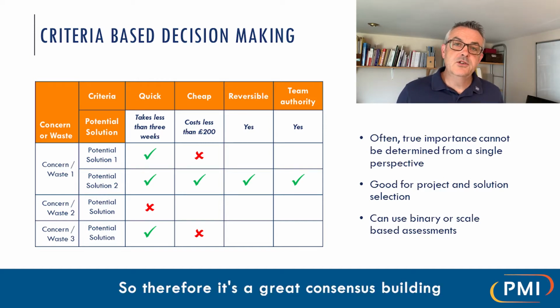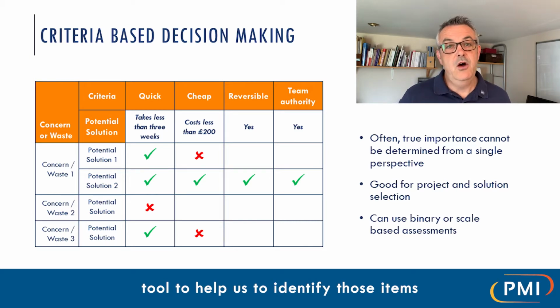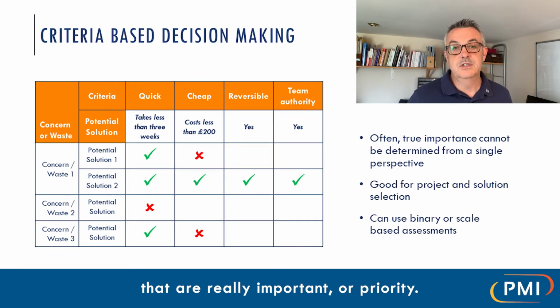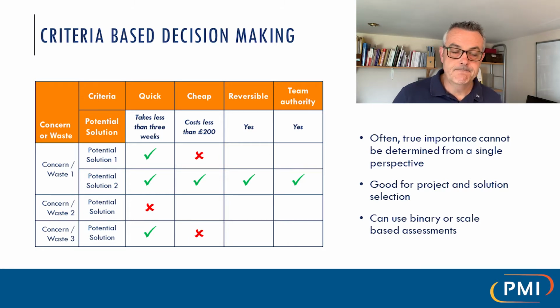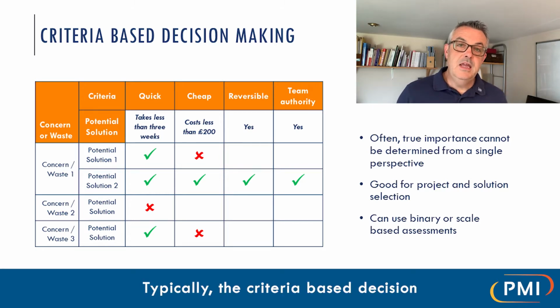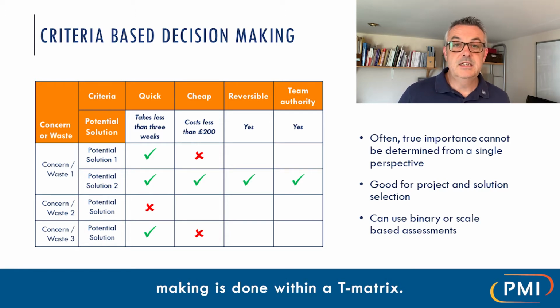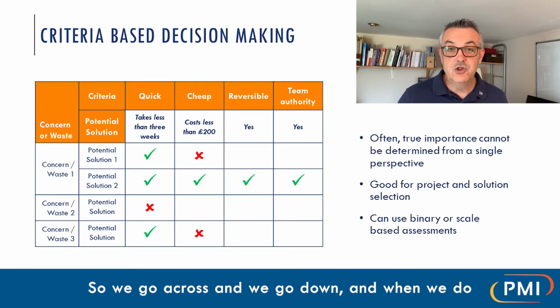So therefore, it's a great consensus building tool to help us to identify those items that are really important or priority. Typically, the criteria-based decision-making is done within a T matrix, so we go across and we go down.